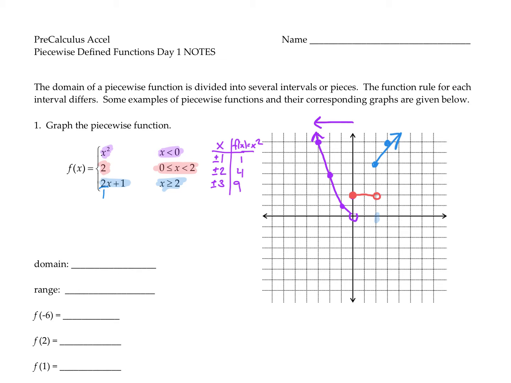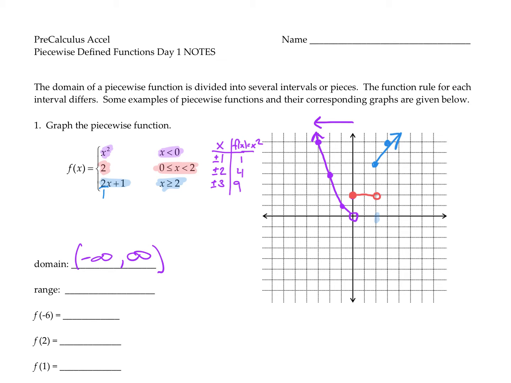So then it asks some questions about the graph. So it says, what's the domain? Well, domain is from left to right, so I have an arrow on the left, so negative infinity. And then it stops at 0, but the red function starts at 0. Then it stops at 2, but the blue function picks up at 2. So my domain is just going to be negative infinity to infinity.